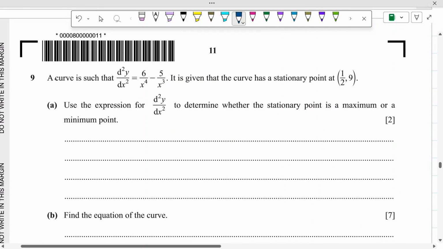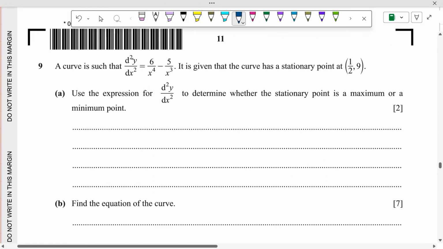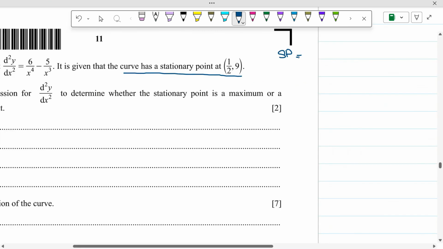Now let's move to question number 9. The curve is such that the second derivative is equal to 6 over x to the power of 4 minus 5 over x to the power of 3. It is given that the curve has a stationary point at (1/2, 9). Stationary point SP is equal to (1/2, 9).